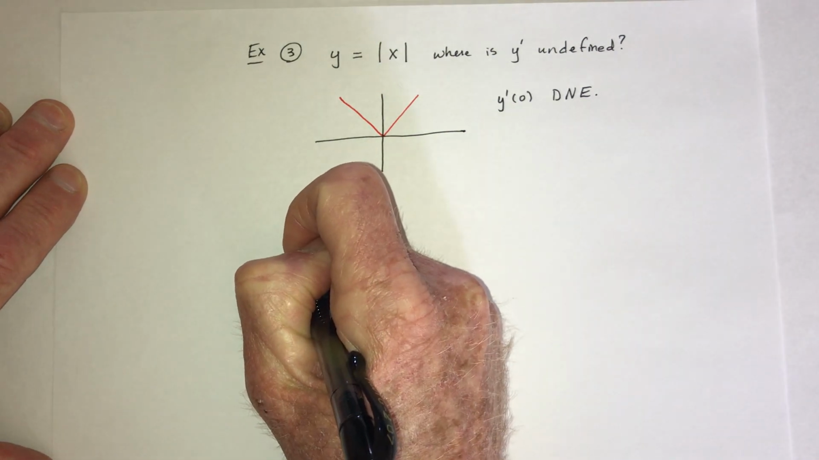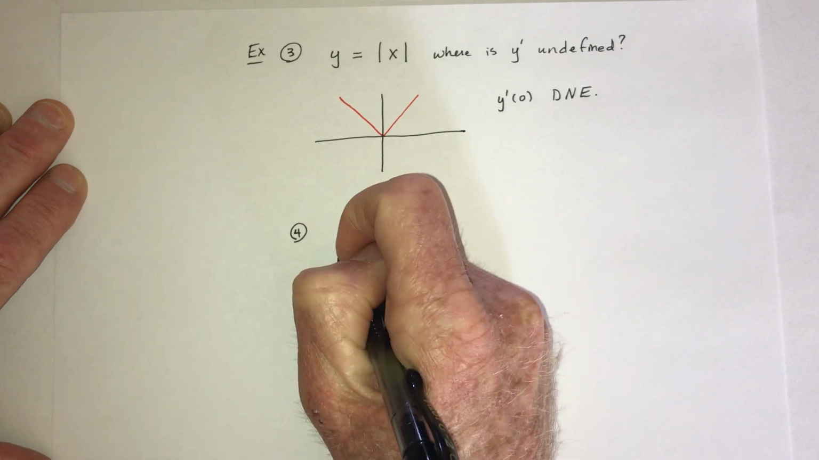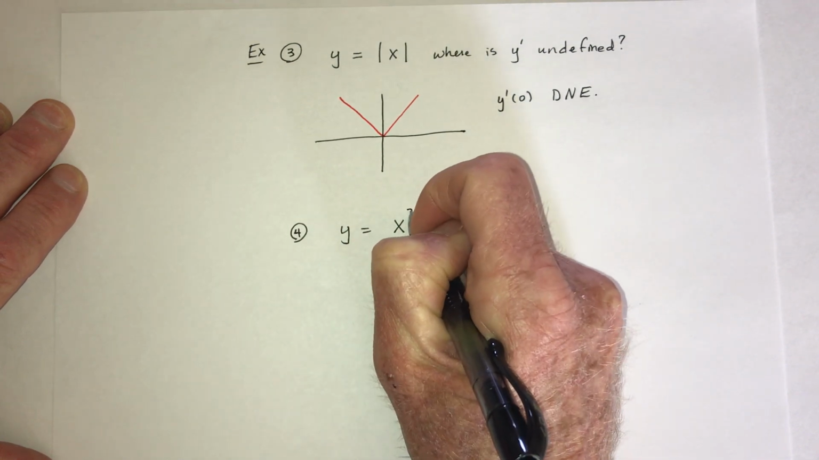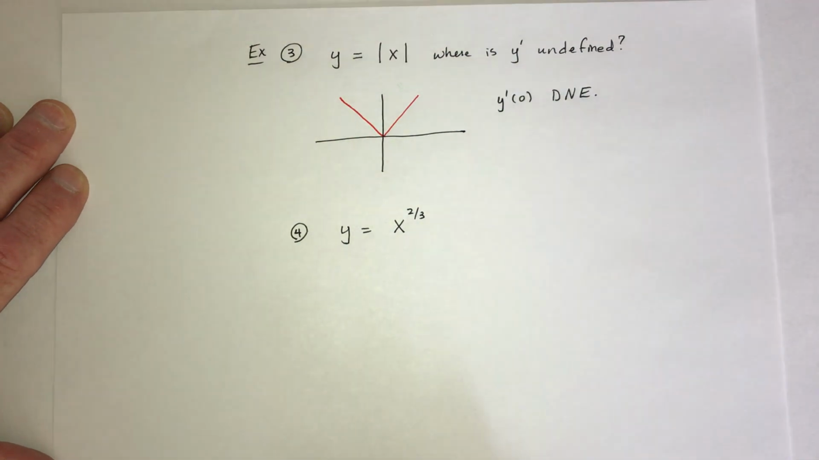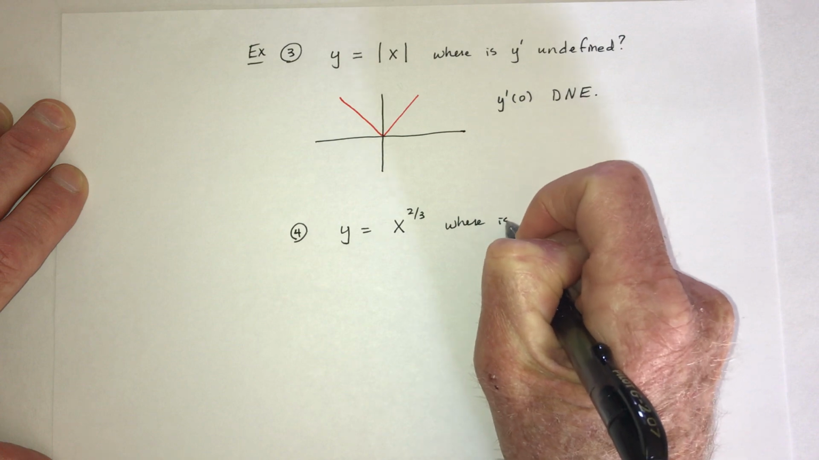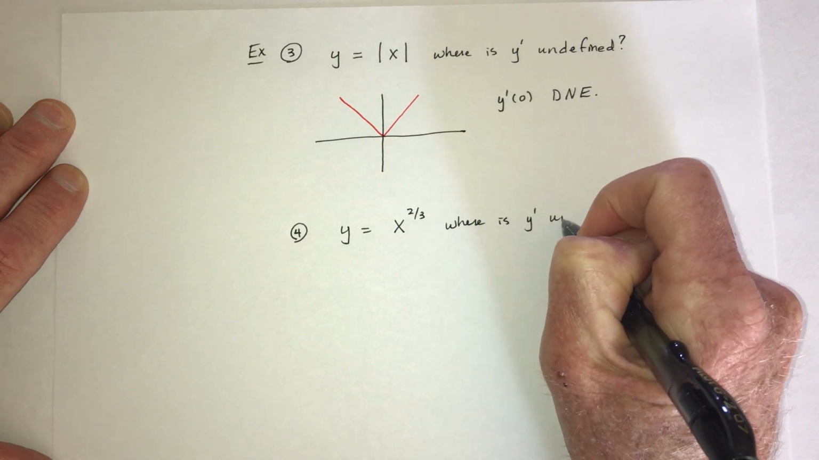For example number 4, how about if y is equal to x to the 2/3 power? Again, where is y prime undefined?